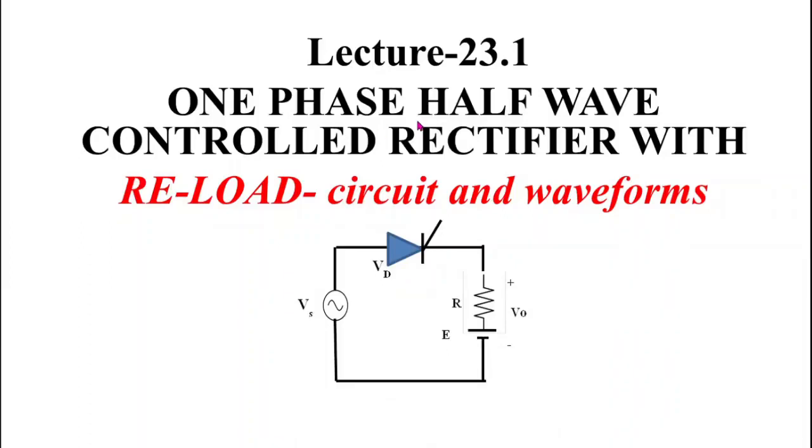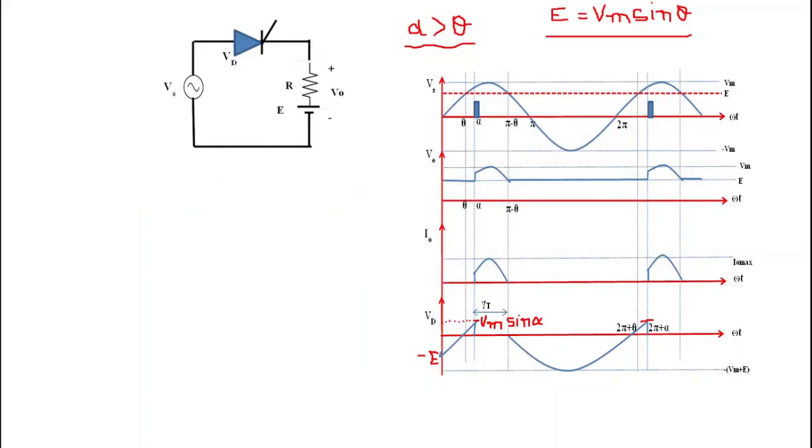This is the first part of lecture number 23, and in this lecture we will study the circuit and waveforms of a single phase half wave controlled rectifier with RE load. So this is the circuit diagram of the rectifier. In this, the load is RE type and we get output voltage V0 across this load.